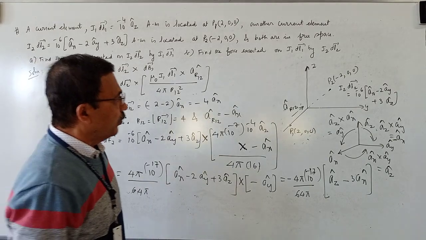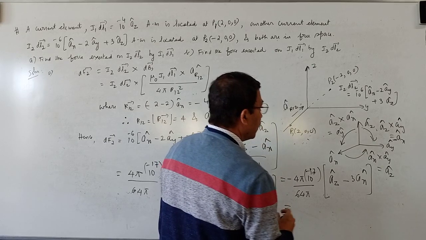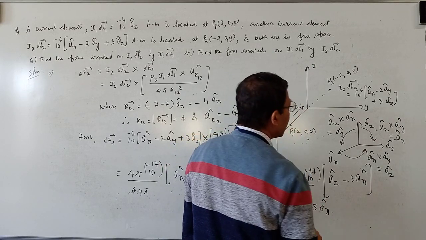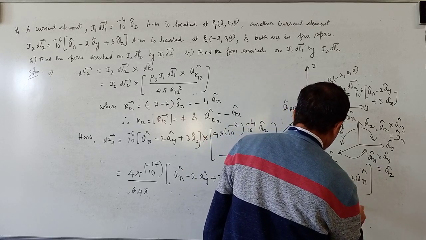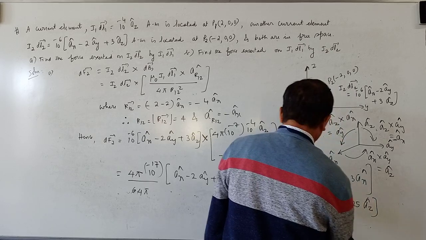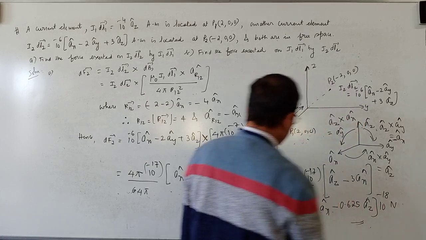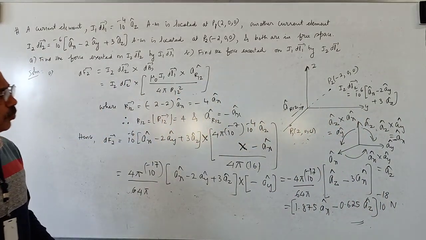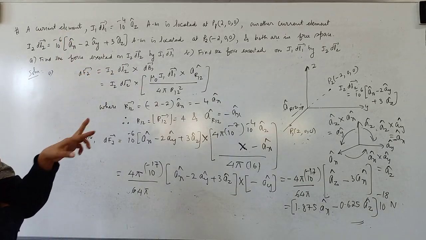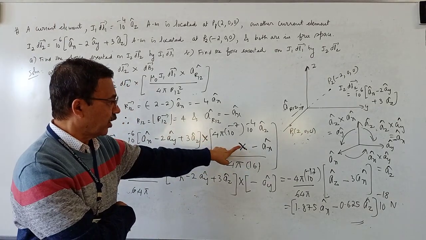So this expression, if you simplify, you will get 1.875 AX cap minus 0.625 AZ cap, whole thing multiplied by 10 to the power minus 18 Newton. This is the answer. So here in this problem you have to be careful. You should not substitute wrongly, and please remember there will be two cross products involved. This is the first cross product, the second cross product.